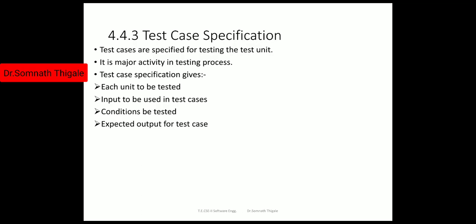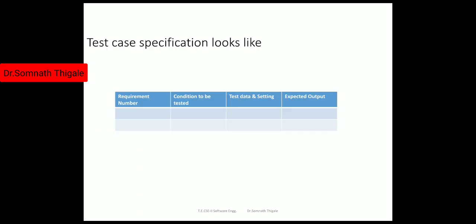Now we will precisely focus on test case specifications after covering the test plan. What does test case specification mean? Simply remember, it is a set of documents. It covers the specifications for the testing unit. It is a major activity in the testing process, and it gives an idea about each unit to be tested and the input to be used in the test case. If you remember the Excel sheet I showed you, conditions, expected outcome, all these things are nothing but the test case specification. Remember, it is just a simple Excel sheet. Each step has to be mentioned there, and as a tester you have to follow all the steps.